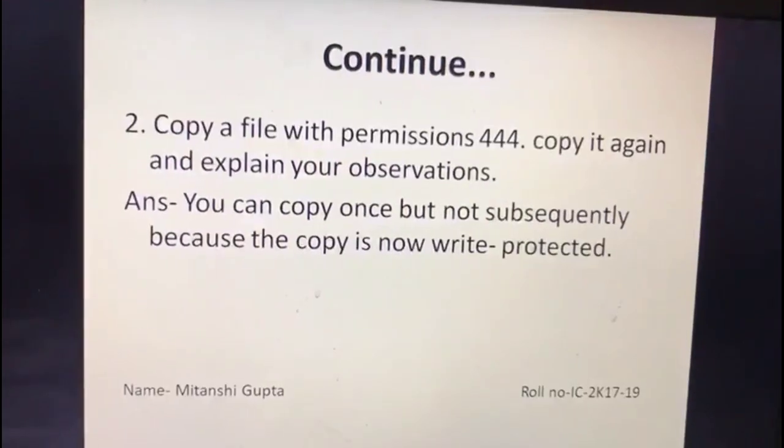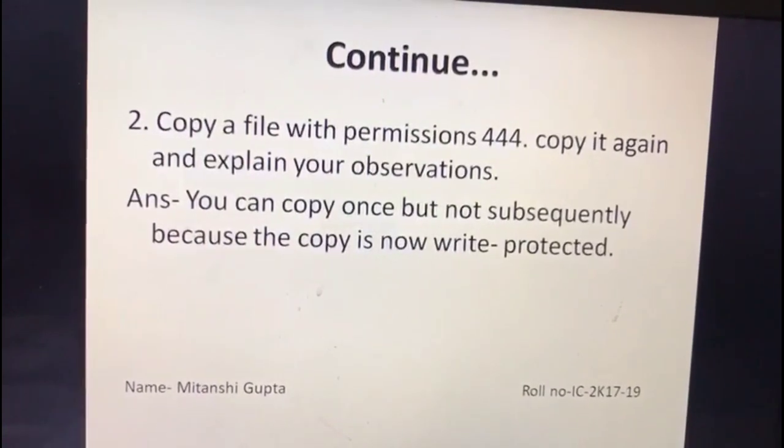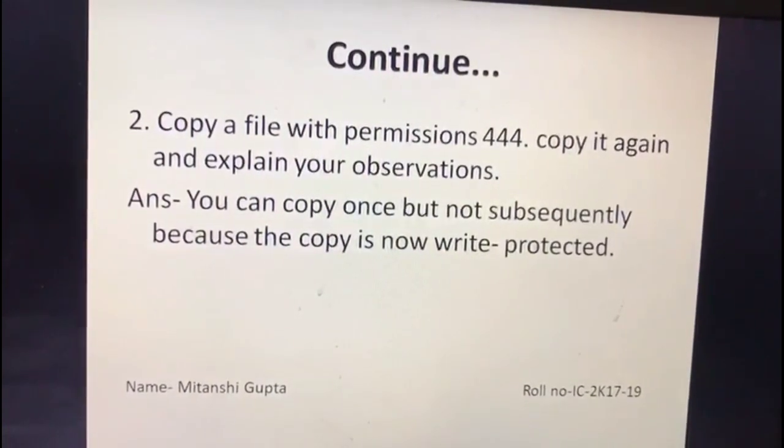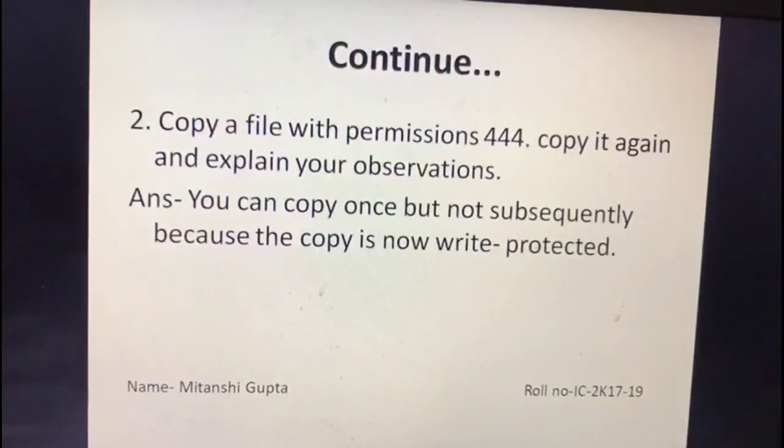Now the second question is, copy a file with permissions 444, copy it again and explain your observation. So we know that we can copy one file at a time. We cannot copy files subsequently. So here the answer is you can copy once but not subsequently because the copy is now write protected.